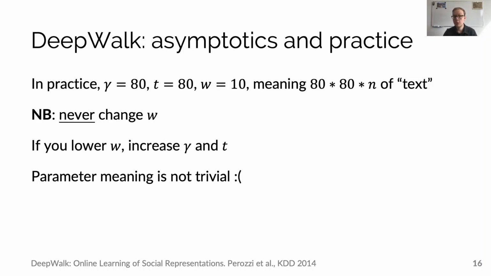And if you for some reason want to lower W, for example, if you want to experiment, please increase gamma and t, because these three parameters are actually super interrelated. If you lower W, you decrease the training data a lot, and you need to remember that. Parameter meaning is not as trivial. For example, it's not really obvious what to tune for the algorithm if you want a more local representation. The most trivial thing would be to lower W, but as I said, it lowers the training dataset. So you need to increase gamma and t, and it's hard to understand how to do that on a real graph.